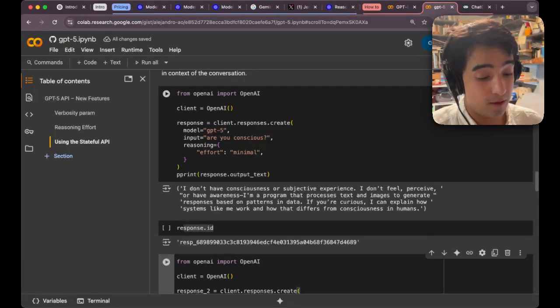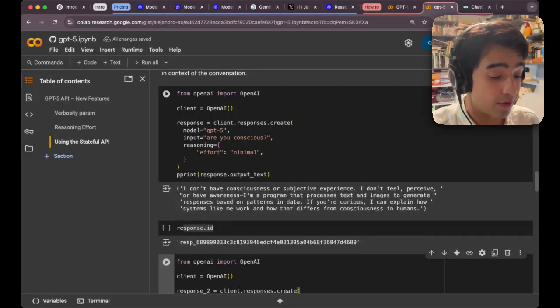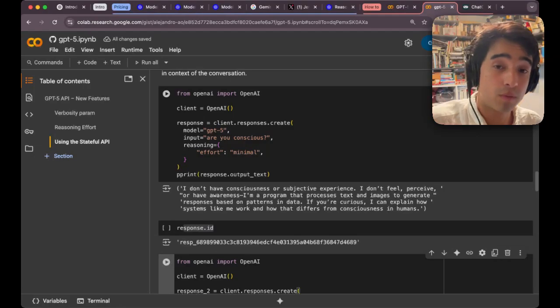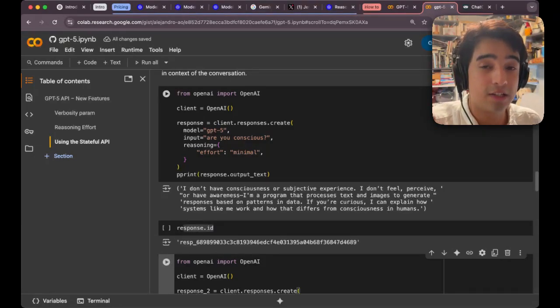Okay, so you probably now want to start using the Responses API instead of the Chat Completions API for GPT-5, precisely because of this. Otherwise, you're going to be spending more money trying to regenerate those thinking tokens every single time. So something to keep in mind.